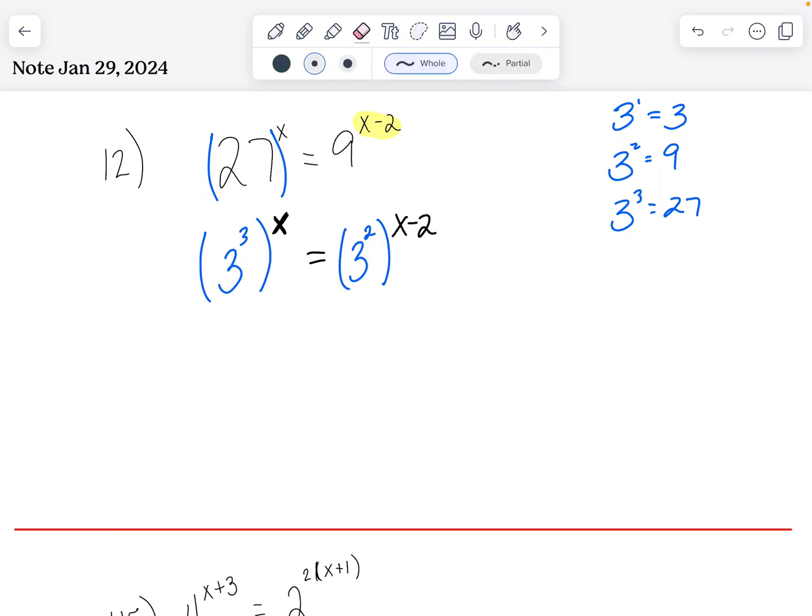So notice what we changed here. I changed the 27 into 3 to the third. And I changed the 9 into 3 to the second. But I didn't change anything else. The rest of the equation still stayed there. I still have the exponents of x and x minus 2. All I did was replace 9 with its equivalent of 3 to the second. And I replaced 27 with 3 to the third because those two things mean the same number.